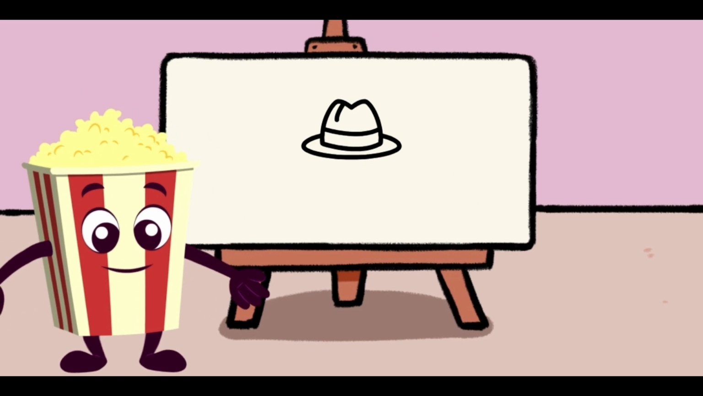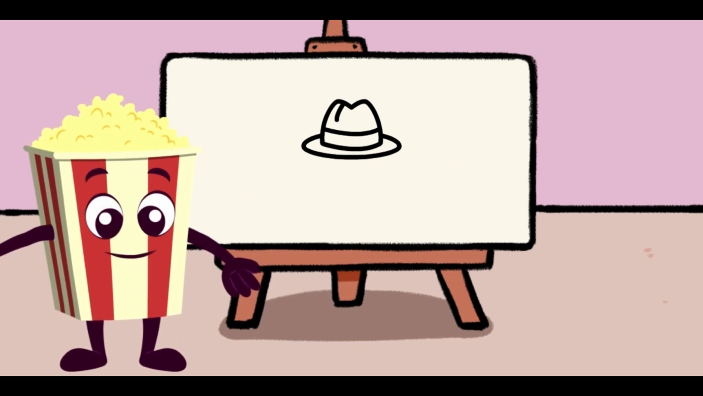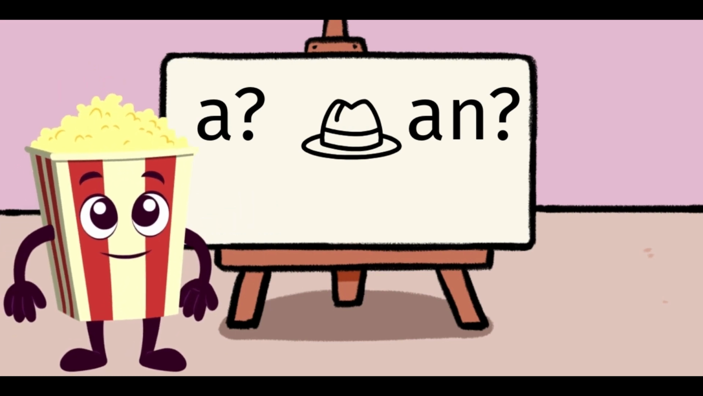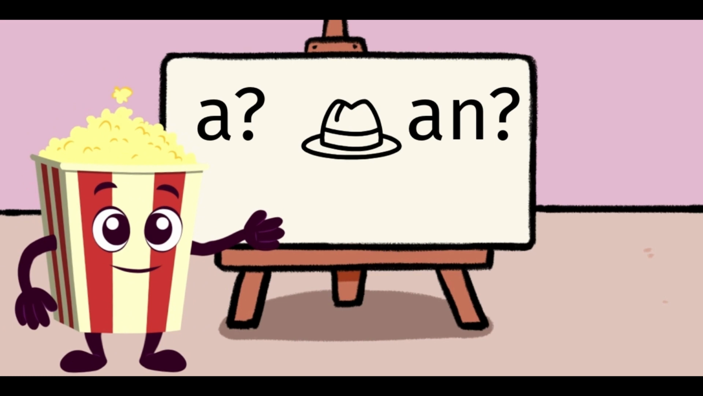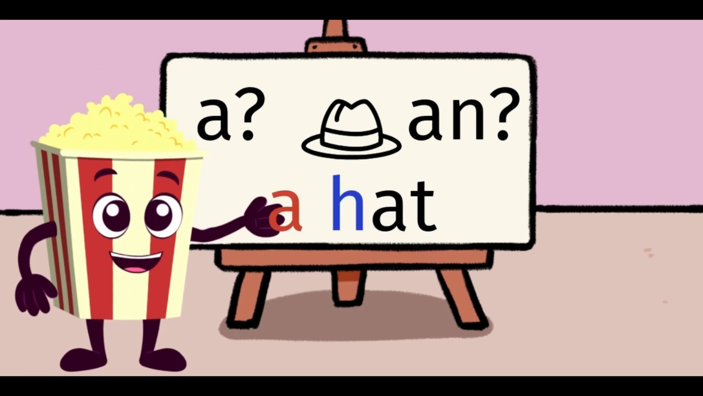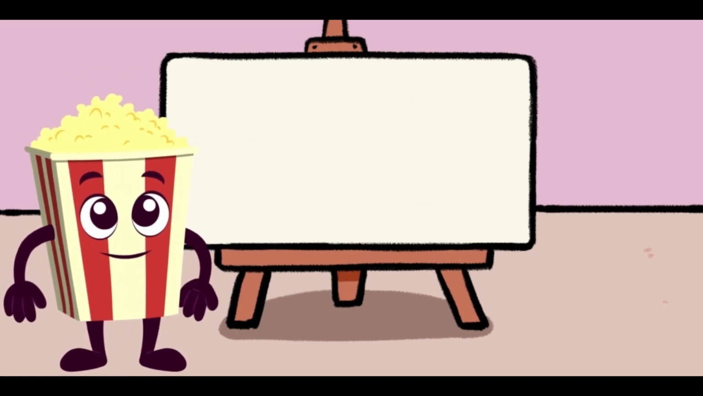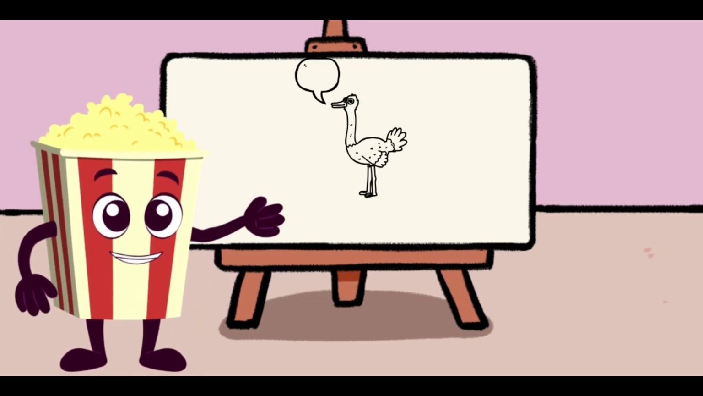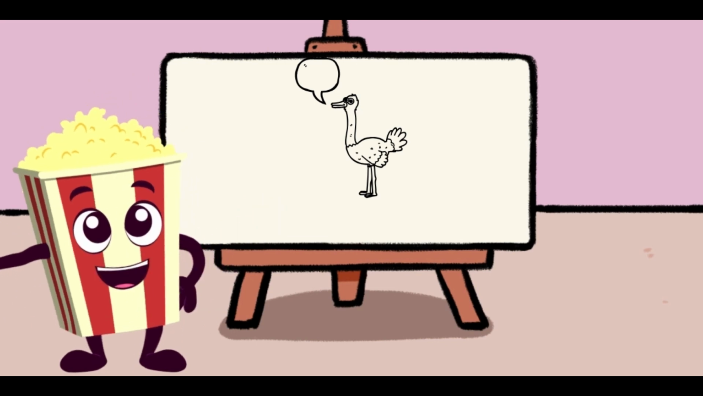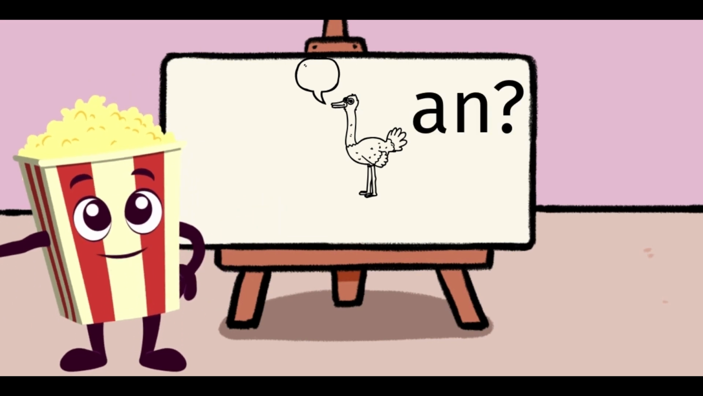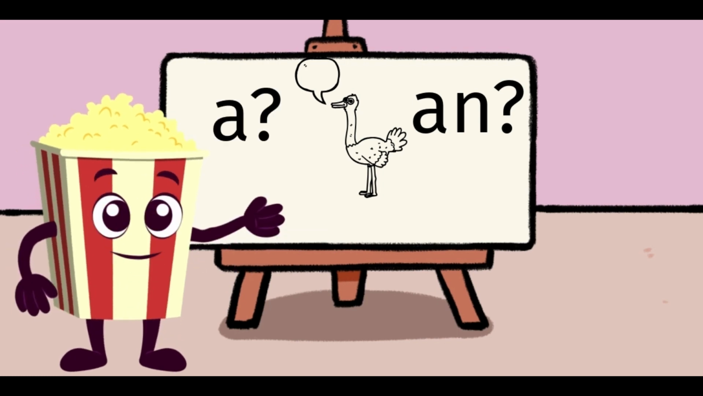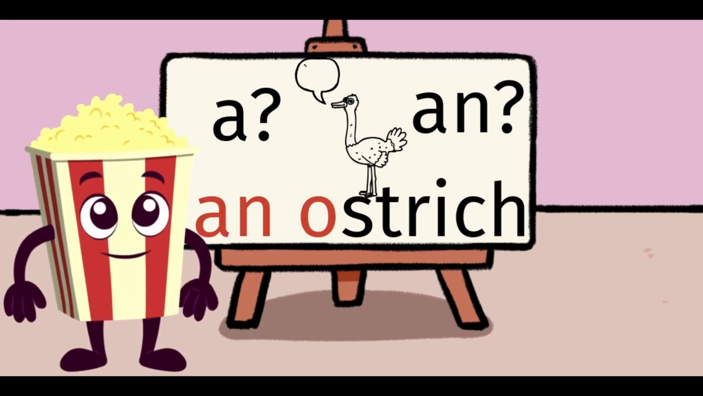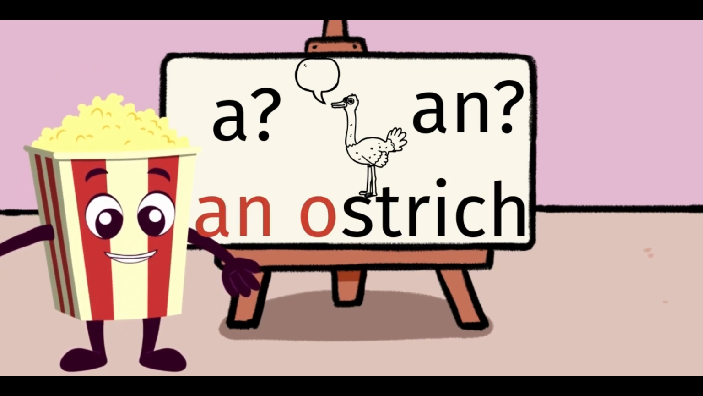Okay, hat. Let's think. A hat or an hat? What do you think? Yes, a hat. Ostrich. Ostrich starts with vowel O. Okay, an ostrich or a ostrich? What do you think? Yeah, an ostrich.